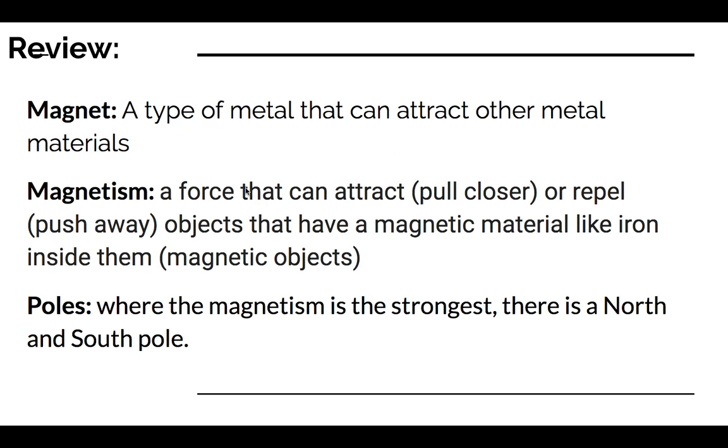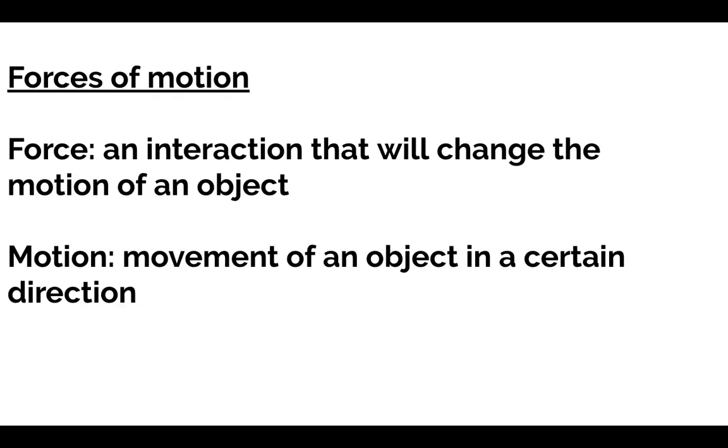We also started talking about the poles on the magnets. So where the magnetism is the strongest on the magnets, there's a north pole and a south pole. So forces of motion. So magnets cause forces of motion. So a force is an interaction that will change the motion of an object.